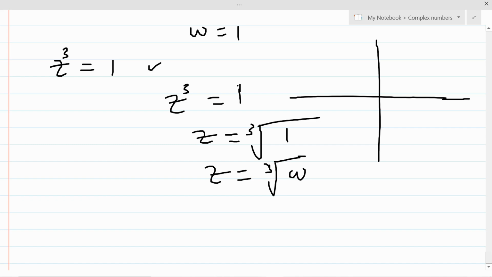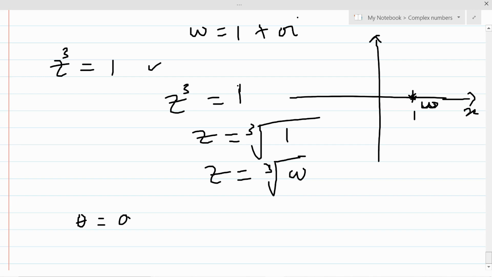Now, with w equals 1, if I plot this on the Argand plane, this is 1, and the imaginary part is 0, the same as 0i. Then this will be our w. The w would lie on the real part, the x-axis. If that is the case, what is the angle that w makes with the positive x-axis? It makes an angle of theta equals 0.